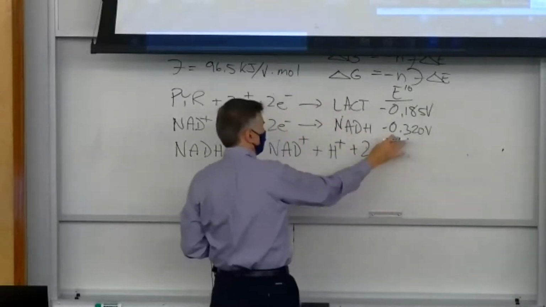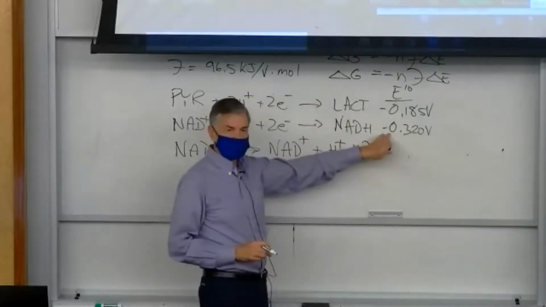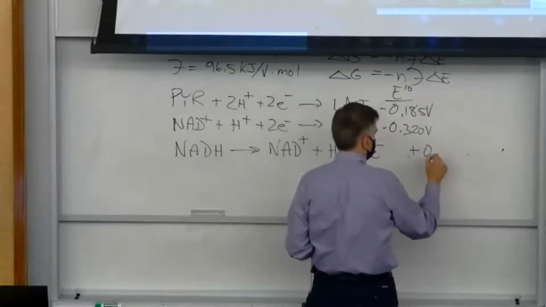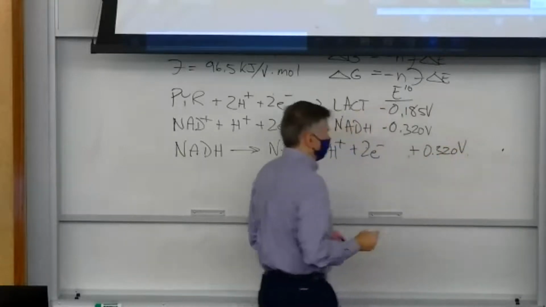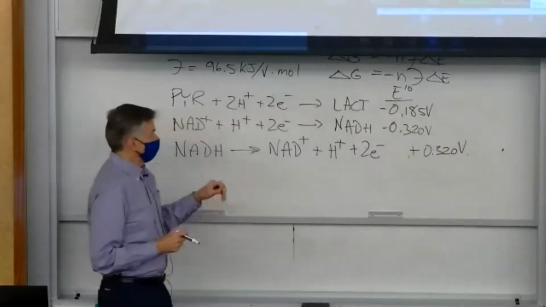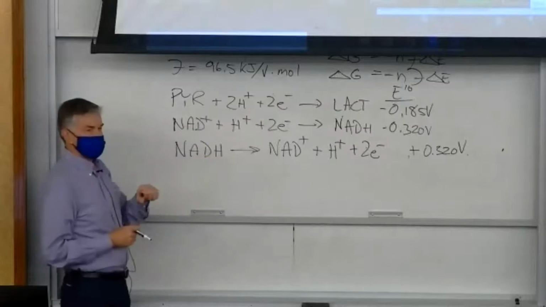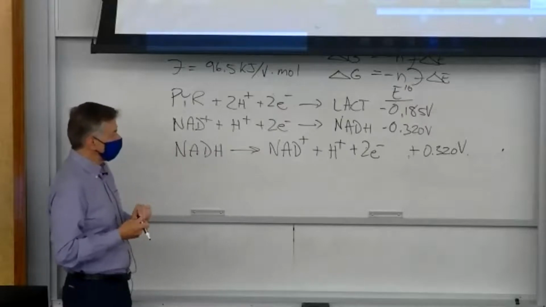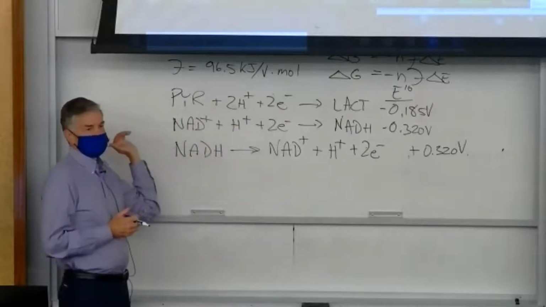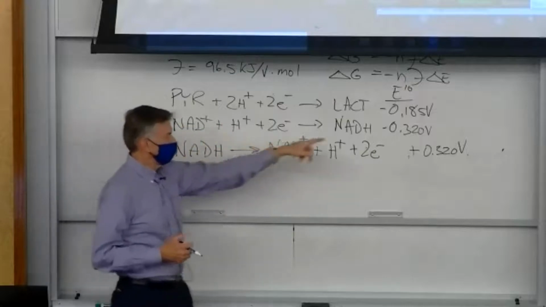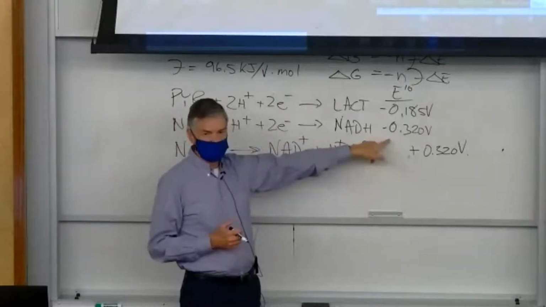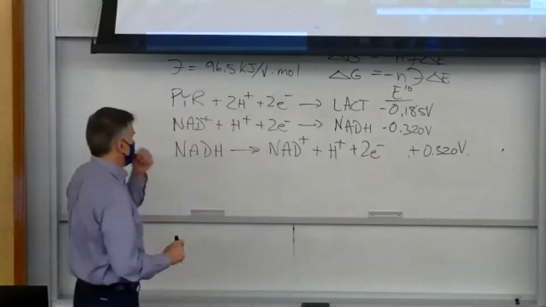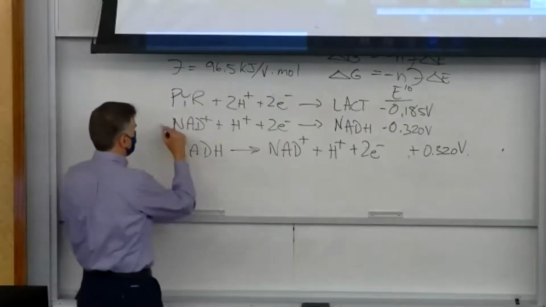And what I'm going to do now is change the sign on this number. When I write it in the reverse direction, then this sign will change. So we start with standard reduction potentials, but any of them could be converted into a standard oxidation potential by reversing the direction of the reaction and changing the sign here. Yes? What are the units there? What's that? Oh, these are volts. Yeah, as redox reactions then.